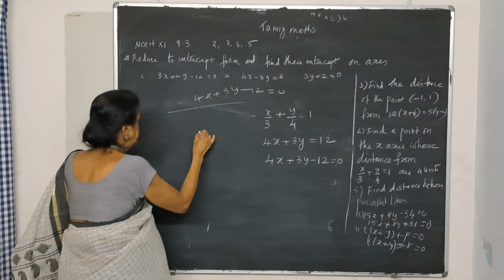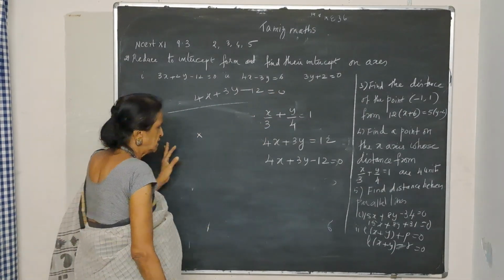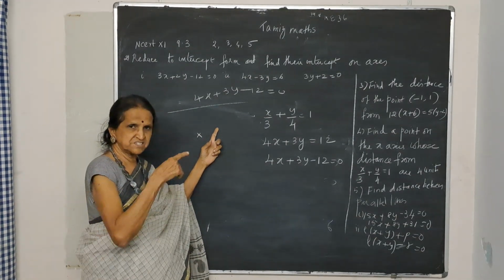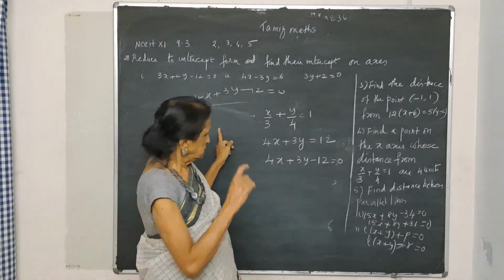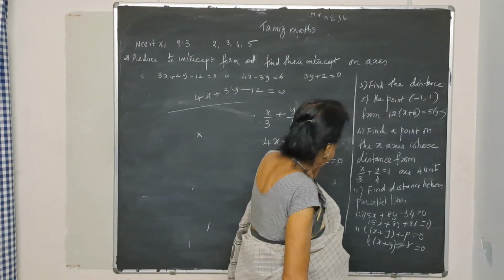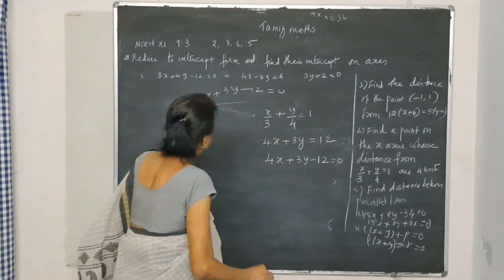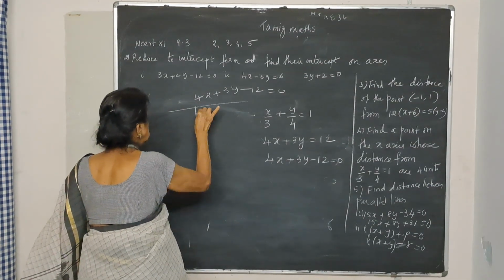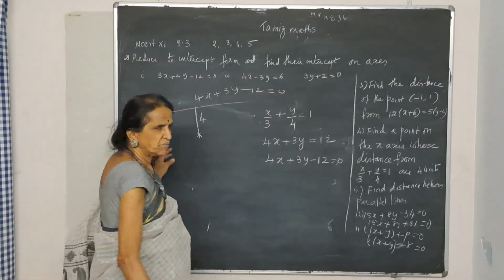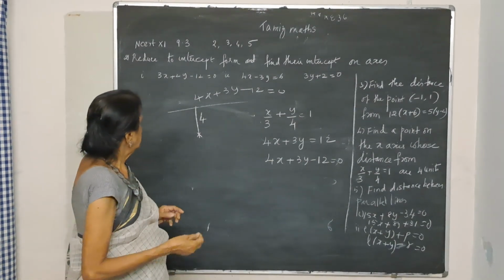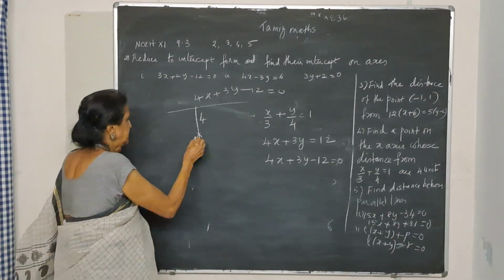Now I have a point on the x-axis. The previous one we don't want because it's not the distance from the origin. Find a point on the x-axis. This point is lying on the x-axis. This distance is 4. Okay? I should find this point.